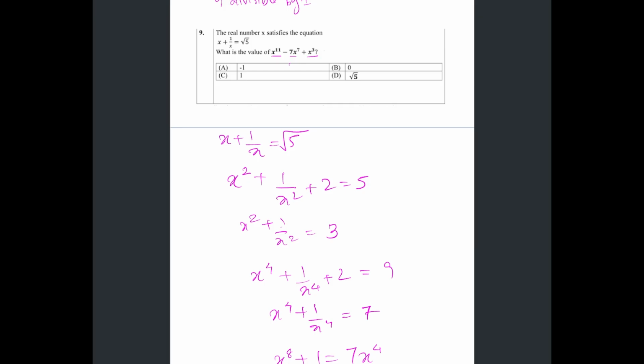And let's multiply this whole thing by x cube. So if you see this here, this x^11 minus 7x^7 plus x^3, we get this is equal to x^3 times x^8 minus 7x^4 plus 1, right? And we know the value of this is 0. So the value of the whole thing must be 0, right? So it's option B, 0.